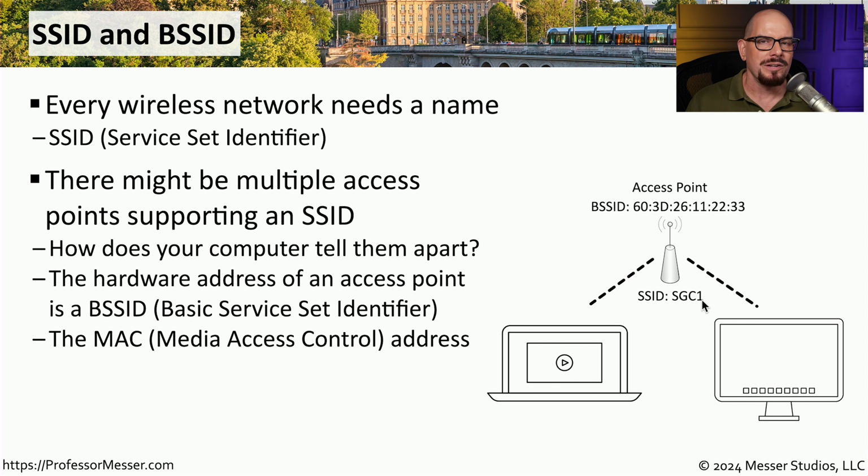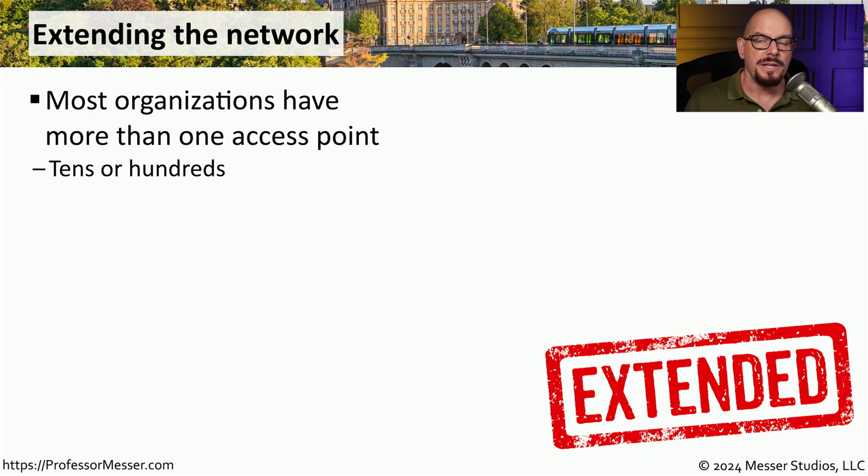So although there is a wireless network name that we see, such as SGC1, there is also a hardware address that we normally do not see behind the scenes. In this case, this wireless access point has a BSSID of 603 Delta 26112233. As we've already mentioned, in your home or a very large business, you may have tens, hundreds, or even thousands of access points to manage. All of these access points need to be able to work together so that as you are passing from one building to another or from one area of the building to the other, you're able to seamlessly move from one wireless access point to the other.